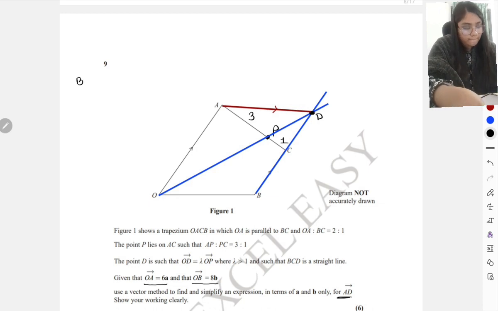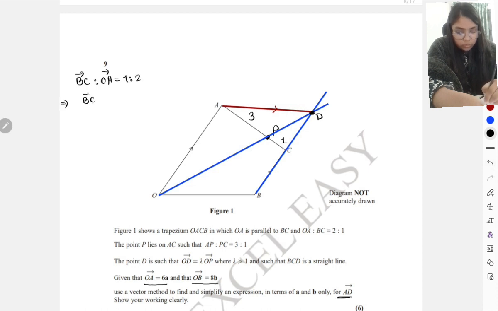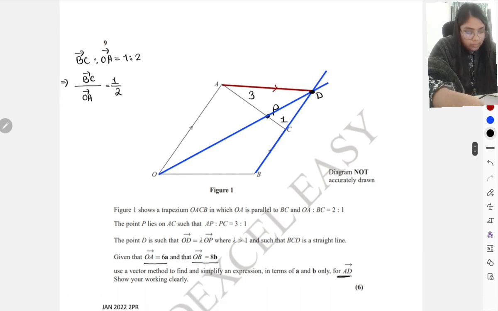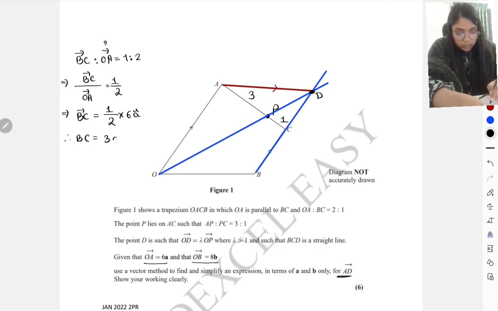That BC is to OA, that's going to be 1 is to 2, right? And then I can just write this as fractions. OA, 1 is to 2. OA was already 6A, right? So we can just make BC the subject over here, multiplied with 6A, which is going to be BC as 3A. Okay, so this is the final part, the value for BC as 3A.